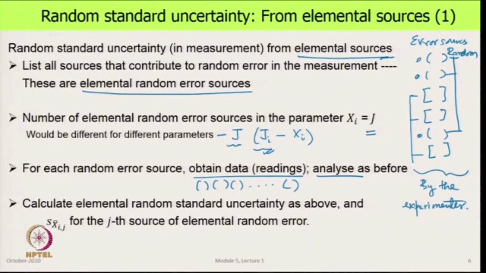Then we calculate the elemental random standard uncertainty in the same way as we have done before. We calculate the mean, the standard deviation and standard deviation of the mean, and this now is the elemental random standard uncertainty for the jth source of elemental random error. This is what we got. S x bar I, j tells you which is the jth source of elemental random error.